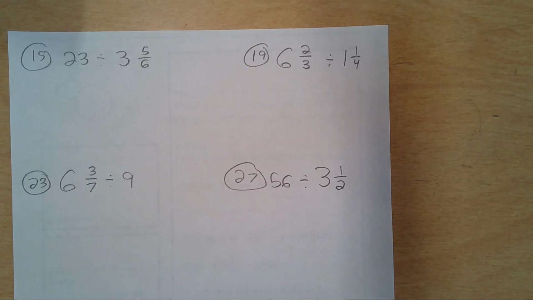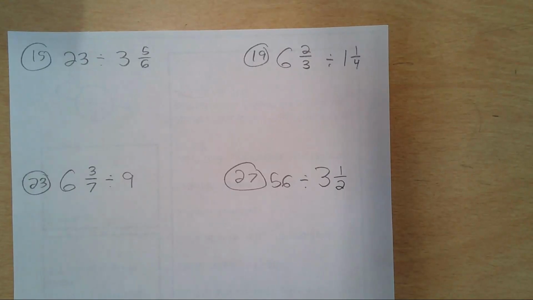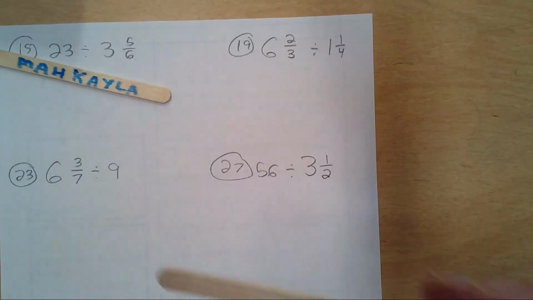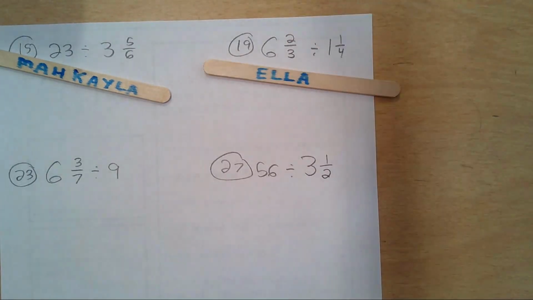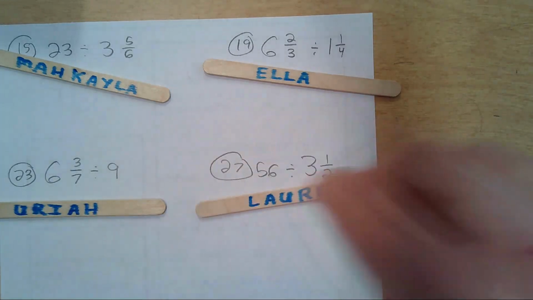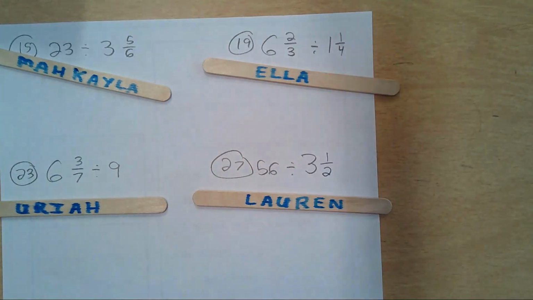Alright. 15 will be for, not Stella, she isn't here. Michaela. Yeah. 19 will be for Ella. 23, Uriah. 27, Lauren.